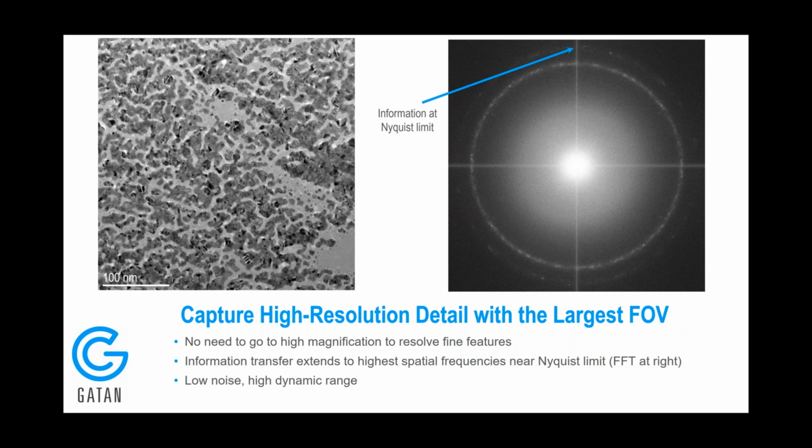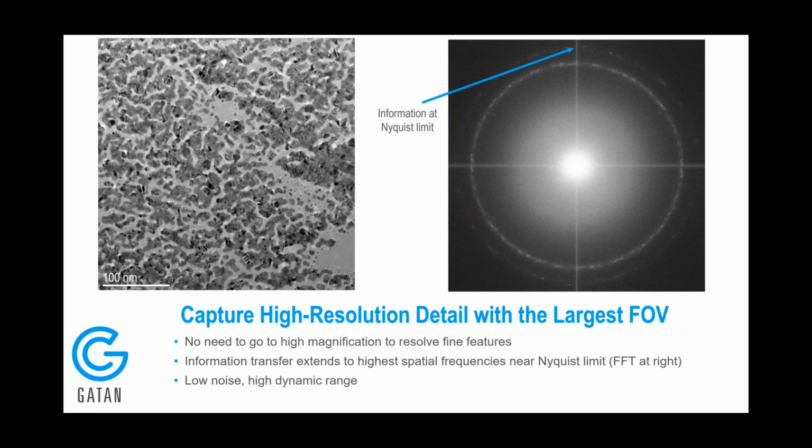Fourier transform is a way to show the distribution of spatial frequencies in an image. So if you look at the Fourier transform on the right-hand side, the center of the Fourier transform corresponds to low spatial frequencies. And as you go toward the edges of the Fourier transform, you go to higher and higher spatial frequencies. What you can see in this Fourier transform is the second ring from gold is actually extending all the way very close to the edge of the Fourier transform, or the Nyquist limit.